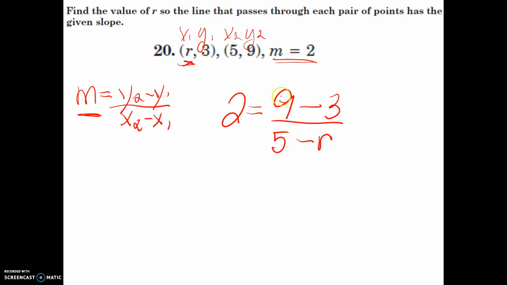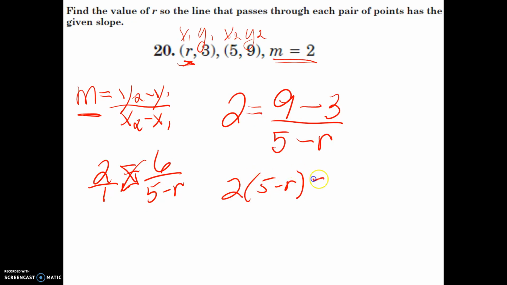We can simplify the numerator. 2 is equal to 9 minus 3 is 6, all over 5 minus r. This should look familiar to material that we've done where we have used cross multiplication in order to solve the expression. So I'm going to take 2 times the quantity, 5 minus r, and set it equal to 6 times 1, which is 6. Distribute, so 10 minus 2r is equal to 6.